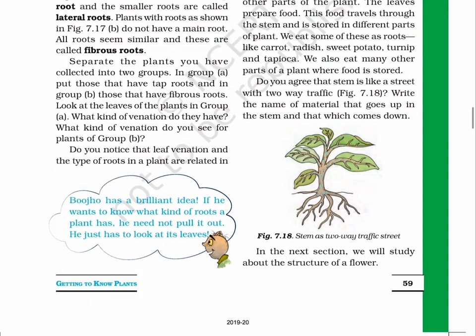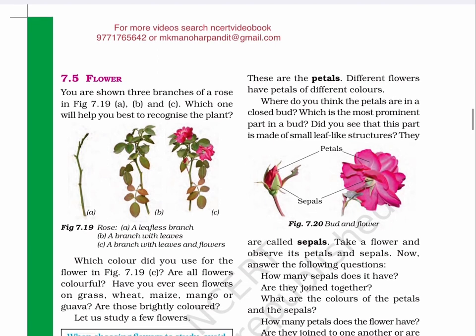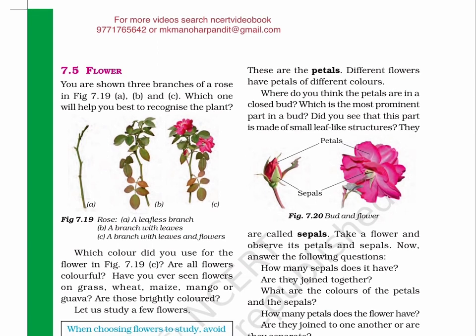Page 60. 7.5. Flower. You are shown 3 branches of a rose in figure 7.19a, b and c. Which one will help you best to recognize the plant? Which color did you use for the flower in figure 7.19c? Are all flowers colorful? Have you ever seen flowers on grass, wheat, maize, mango or guava?